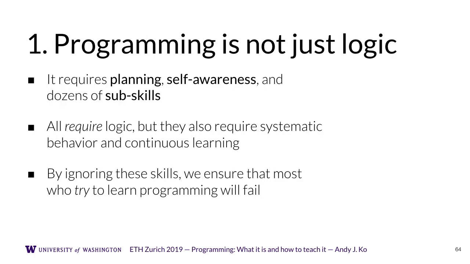One is that programming is just not logic alone. It also requires planning, self-awareness, a lot of other sub-skills to be successful. All of these require some logical reasoning about program behavior, but they also require some systematic decision-making and process, and also learning along the way. So if we ignore a lot of these skills that are really essential to programming, we're sort of guaranteeing that most people who try to learn programming will fail unless they have really good self-regulation skills already.